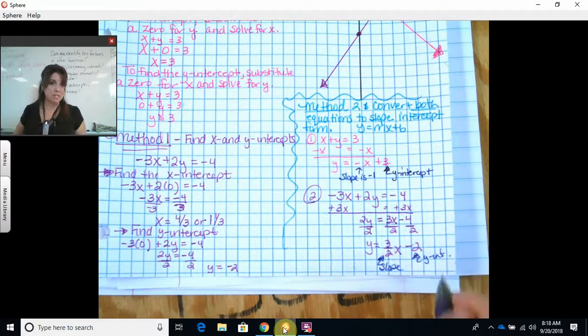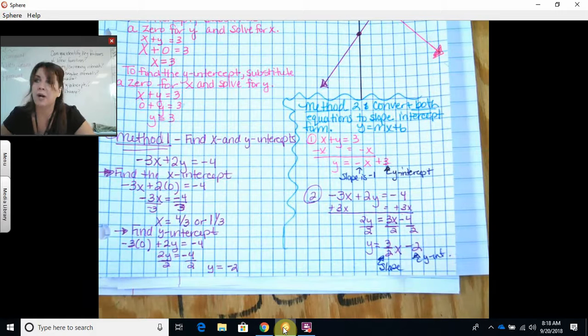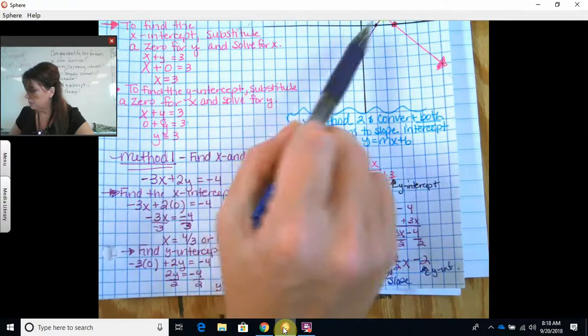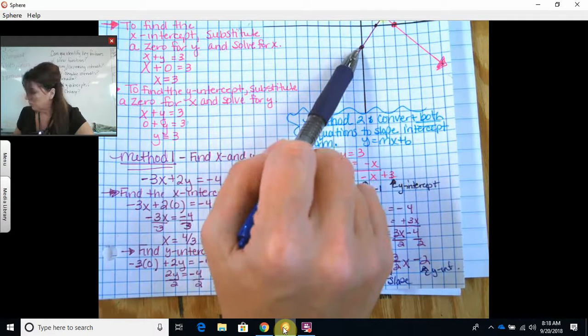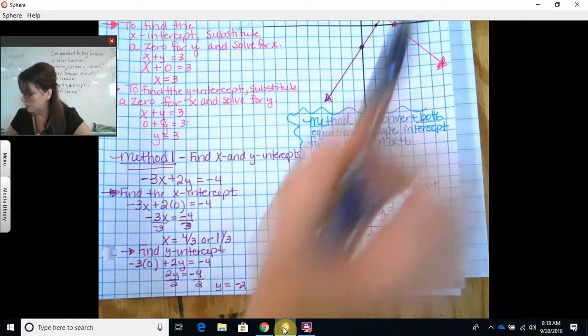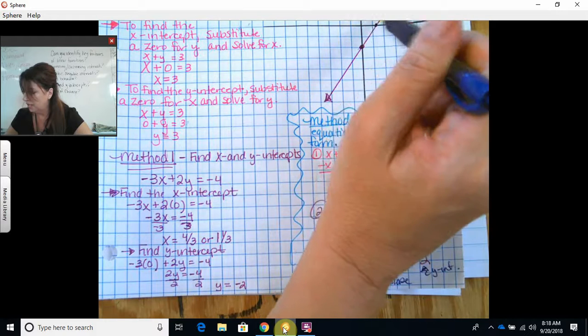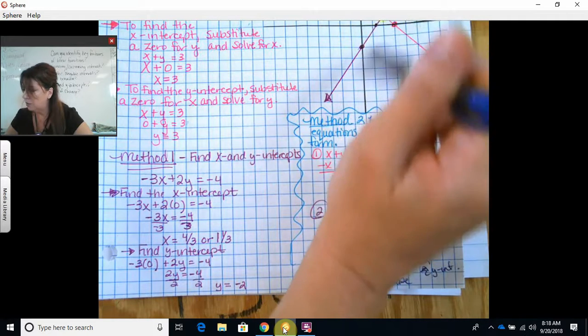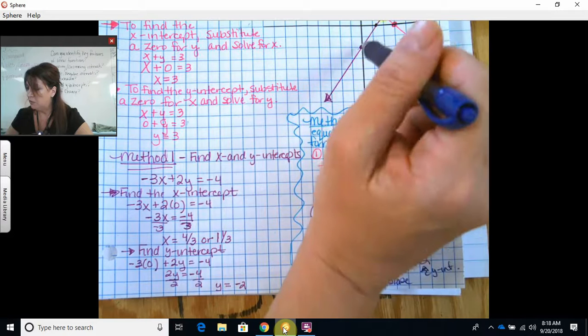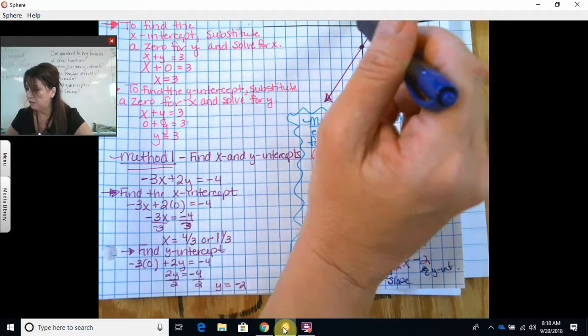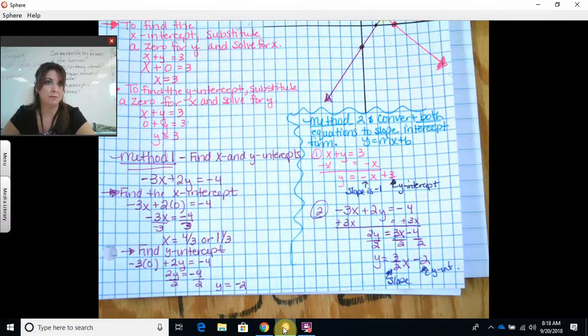3/2. So when you're graphing, you always plot your y-intercept first. So in the purple line, the y-intercept was negative 2. That's what I said. The slope is positive 3/2. That means you have a rise of 3, a run of 2. And I went to the right because it was a positive slope. If it was a negative slope, I would have gone up 3 and left 2 to make a negative slope.